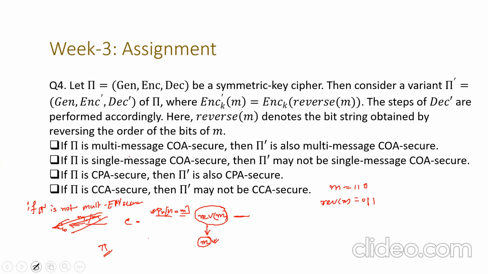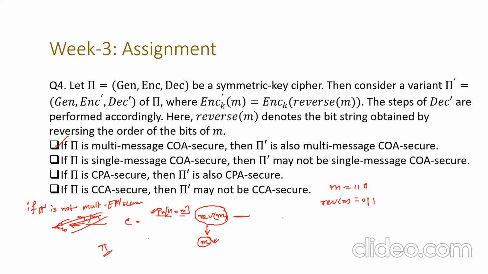Now, the next option is for single message CUA security. Again, this argument goes in the same way, but the statement is opposite here. It is saying that pi dash may not be single message CUA secure, which is not true. This is correct. This is not correct. If pi is CPA secure, then pi dash is also CPA secure.